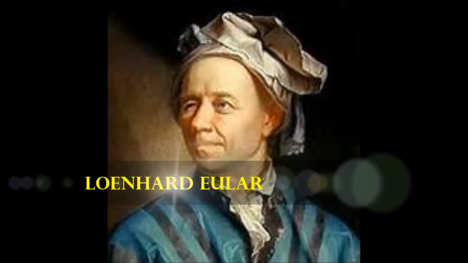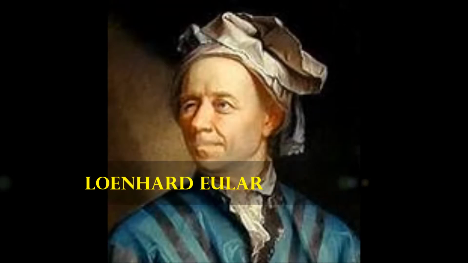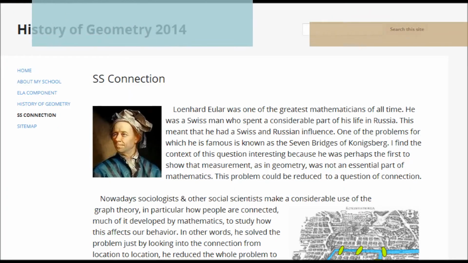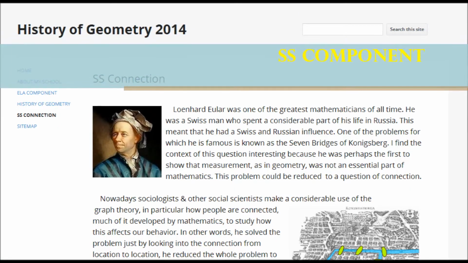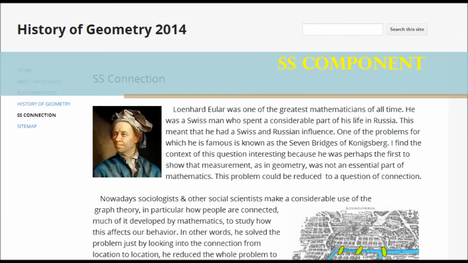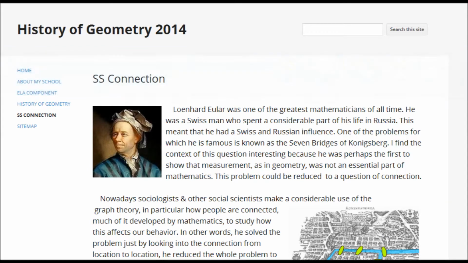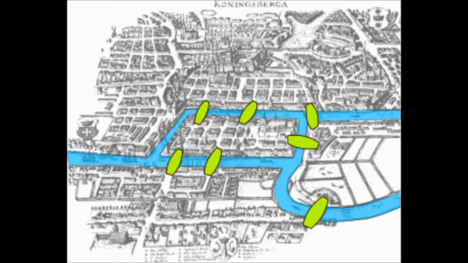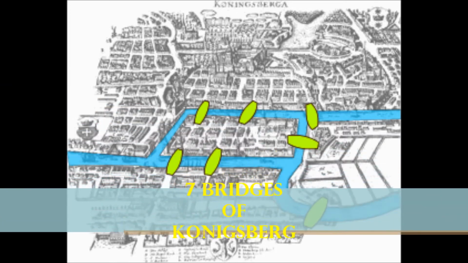Leonhard Euler was one of the world's greatest mathematicians of all time. He was a Swiss man who spent a considerable part of his life in Russia. This meant that he had a Swiss and Russian influence. One of the problems he was famous for solving was the Seven Bridges of Königsberg.